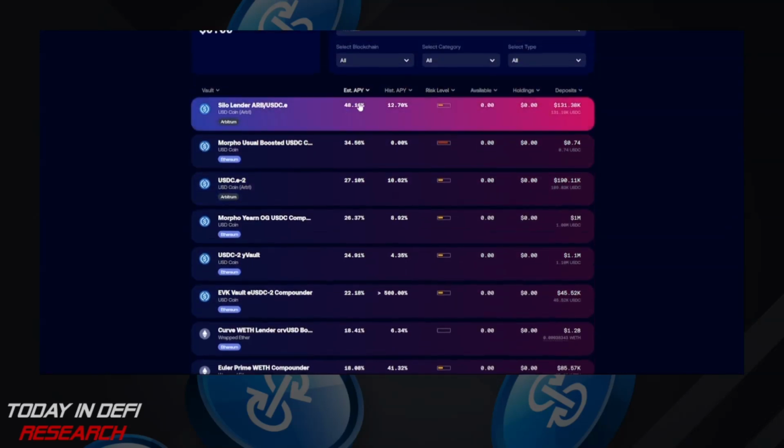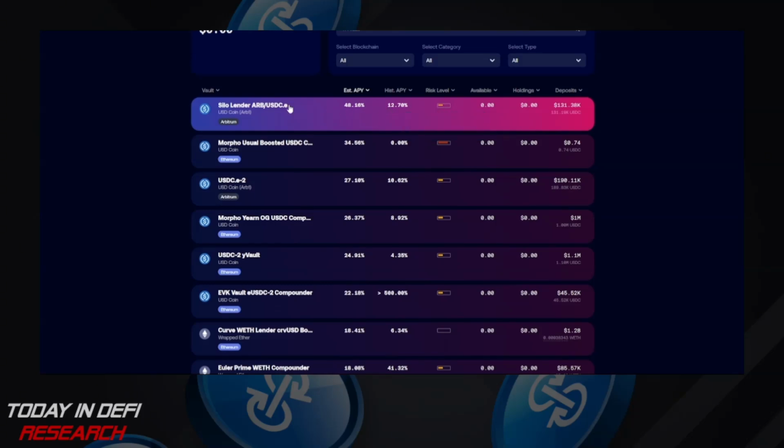You can see there's a really high APY in Silo Lender, ARB USD, USDC.E. So what does this mean? This means that you're lending USDC liquidity on Arbitrum, on Silo, for people who are borrowing USDC.E by providing ARB as collateral. If you can see here, the risk level is a little bit high. So it is higher risk, high return, just like what we're saying here.